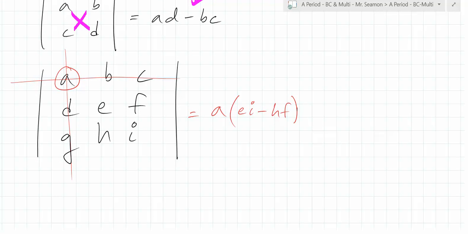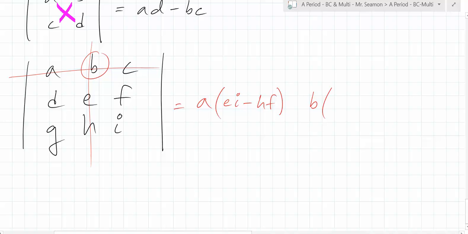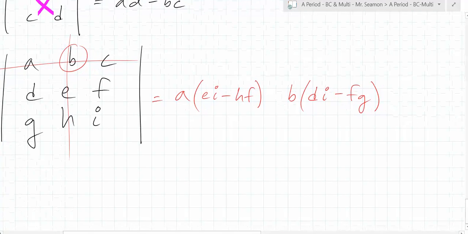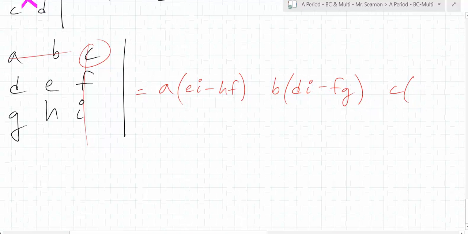After you do A, which one do you think is next? B is next, right here. What did I tell you to do once you circle the B? Cross. I'm sorry, that just went away. It should blink back. Like this? Yeah. What's left now? So B times what? DI minus FG. And I left something out there, which we're going to come back to in a second. I did not glue them together yet, because you can help me with this. Then you do the exact same thing for C, and you end up with C times what?